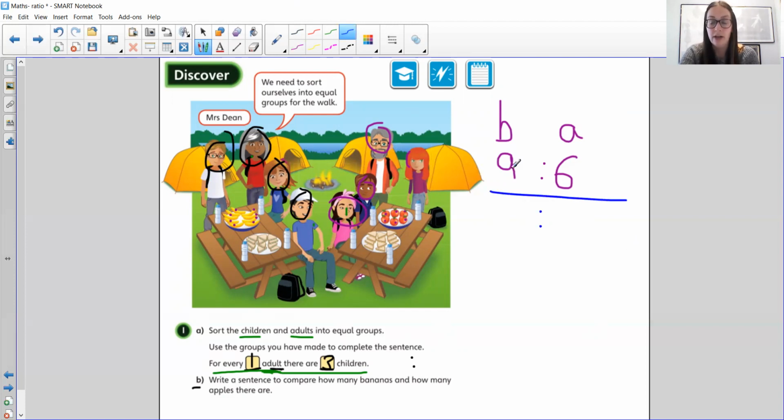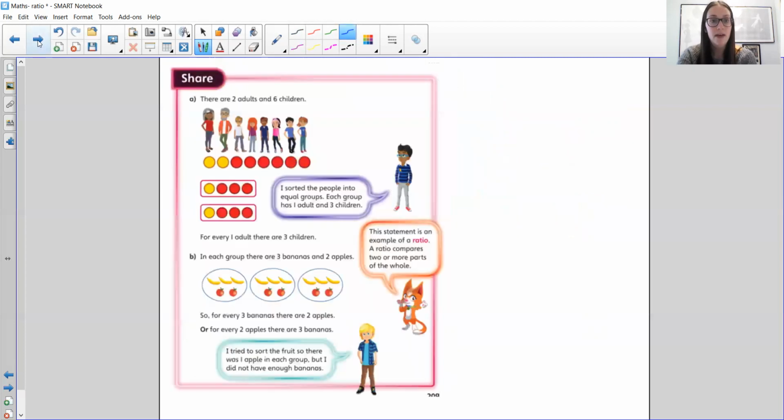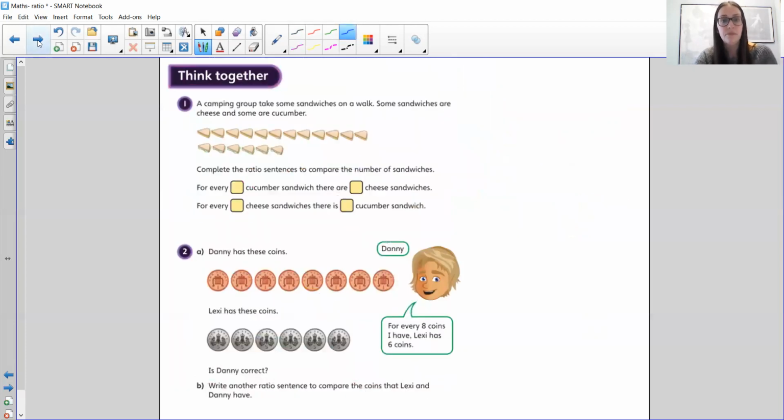Oh, I know, I can divide them both by 3. So this is the same as, for every 3 bananas, there are 2 apples. Really well done if you got that right. Perfect. There we go. Let's move on.